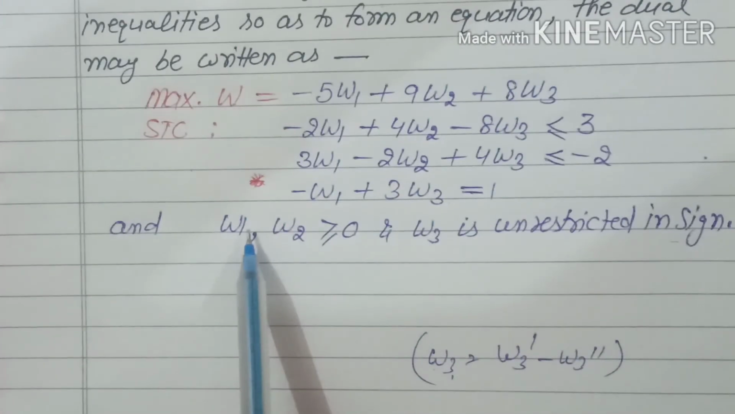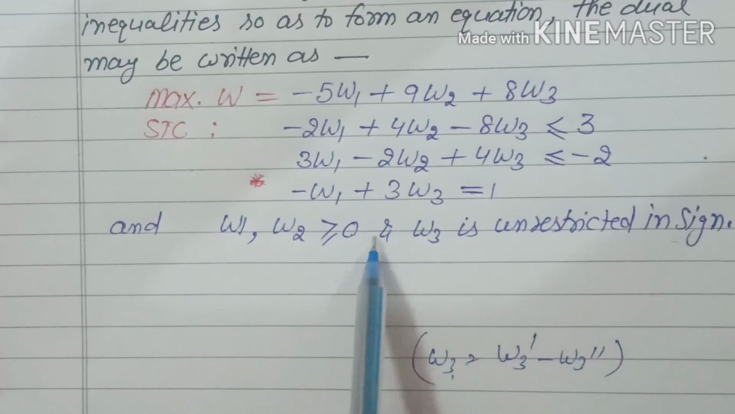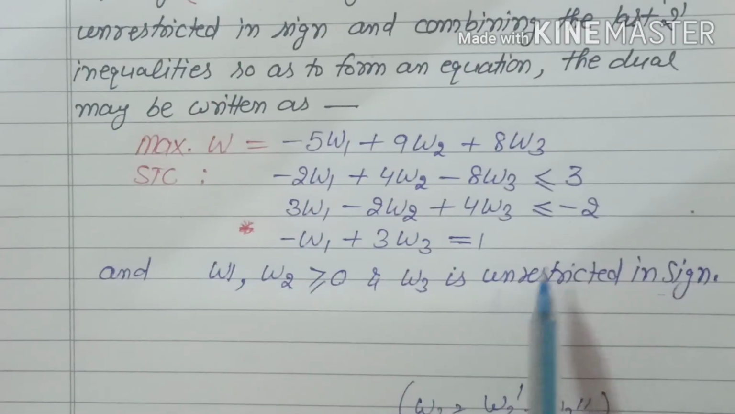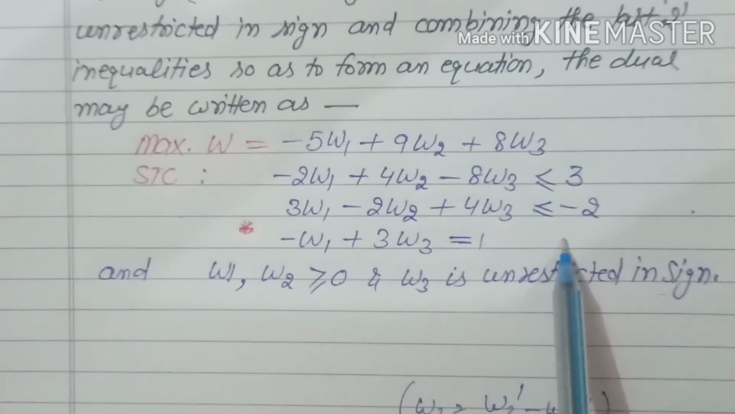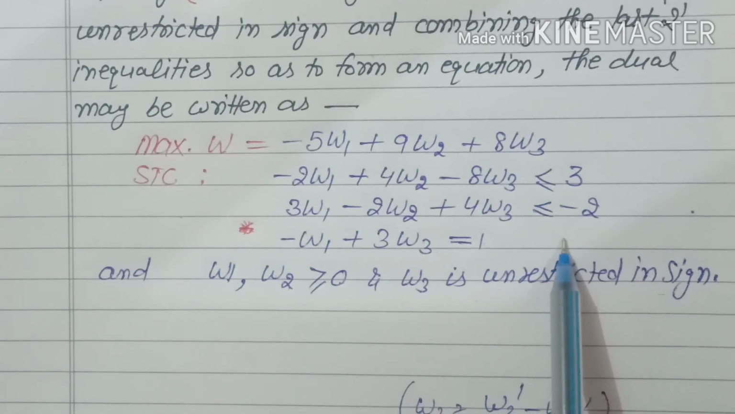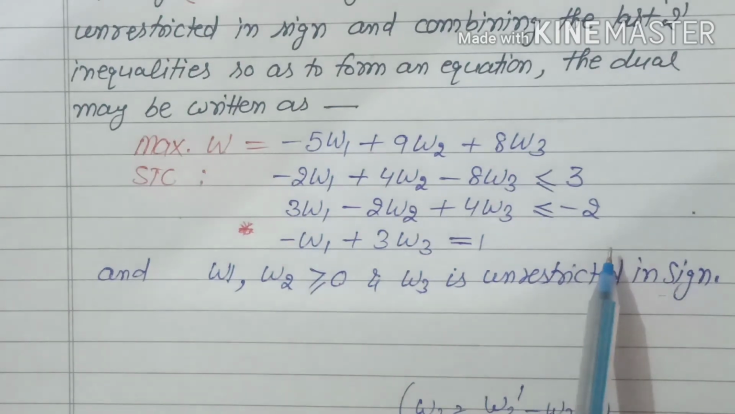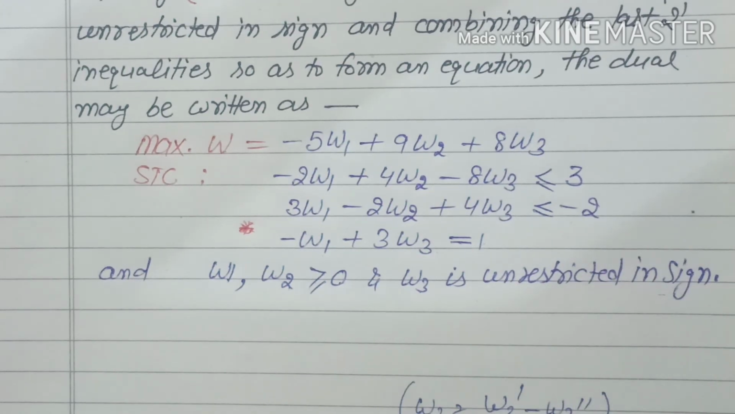And here you will see that w1 and w2 are both greater than or equal to 0, and w3 is unrestricted in sign. So this is an important example, and it includes all the aspects of conversion of primal into dual. So in the next lecture we will study the solution of a dual problem using the simplex method.